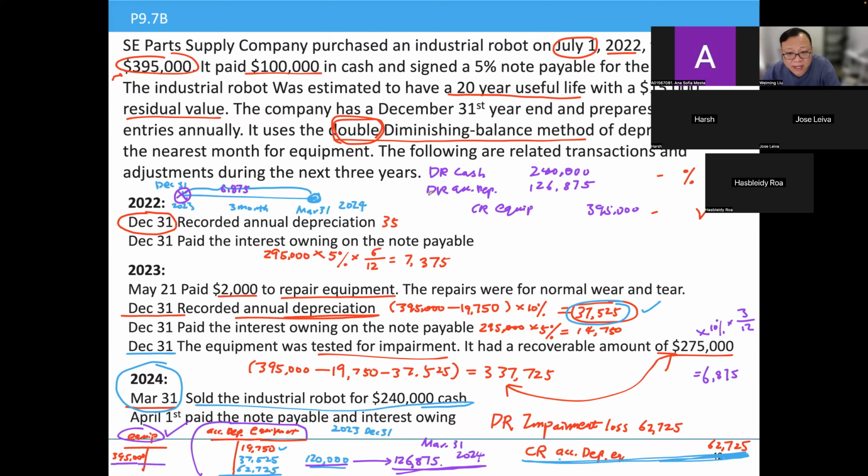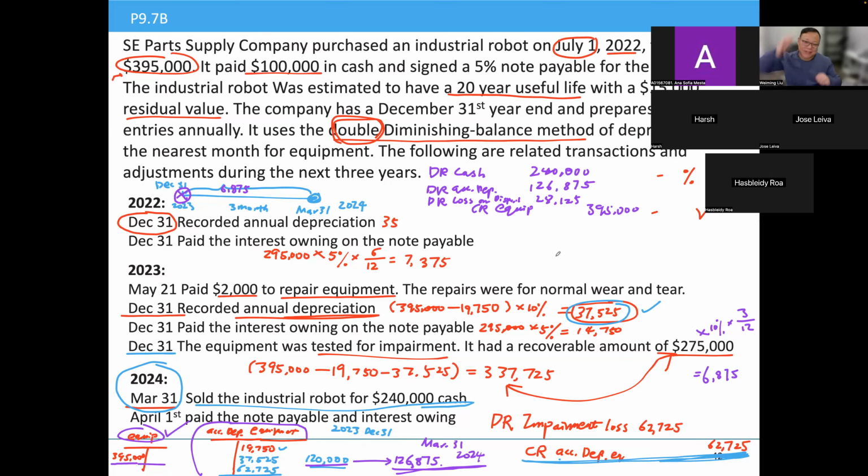So basically I need a debit, loss on disposal. The difference is 395,000 minus 366,875, which is 28,125. And this is a debit. This means this is a loss.